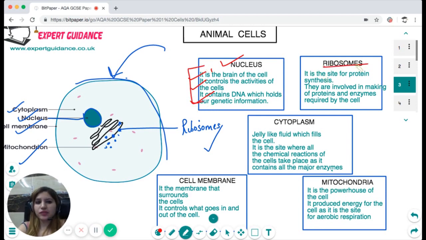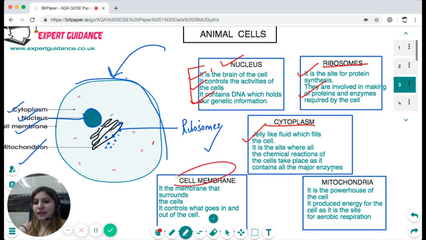Next is the ribosomes. Ribosomes are the site for protein synthesis. Now the cell needs proteins for its functioning, and enzymes are also protein. So ribosomes make proteins and the enzymes which are required by the cell. Next is the cytoplasm. The cytoplasm is the jelly-like fluid which fills the entire cavity of the cell. It is a very important part because it has all the enzymes for the chemical reactions of the cell. So the majority of the chemical reactions of the cell take place in the cytoplasm.